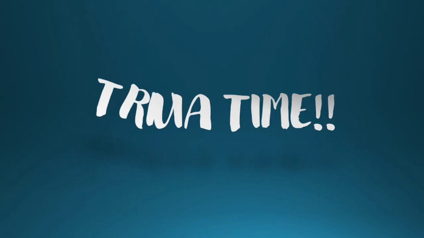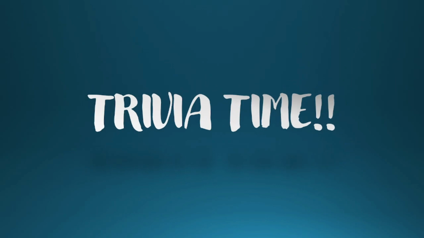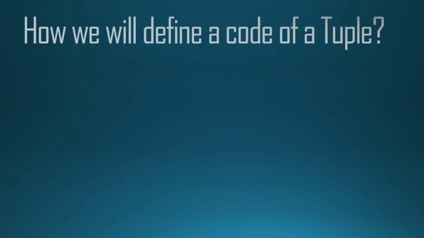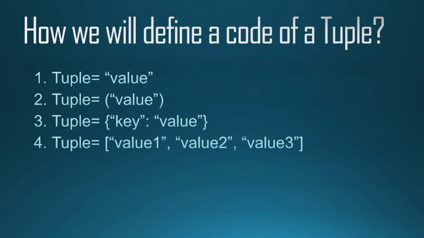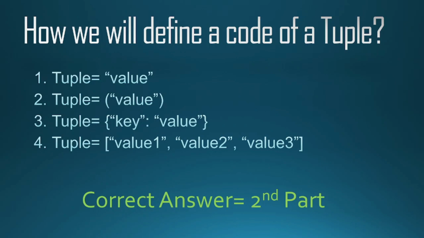So now let's have a trivia question on the last Python class. So the question is, how will we write the code of a tuple? We have already discussed tuple, dictionary, list and variable in the last class. So you have 10 seconds and tell me how we define a tuple. That's correct. Second part is the correct answer.